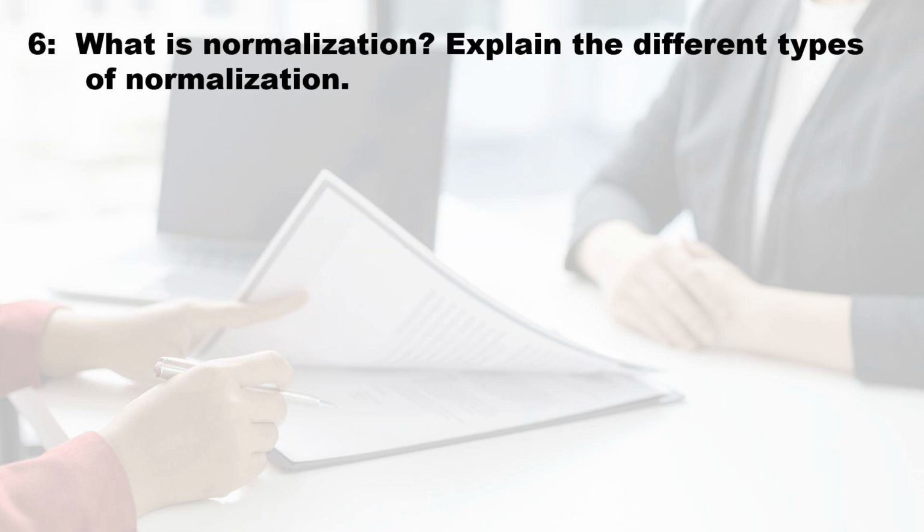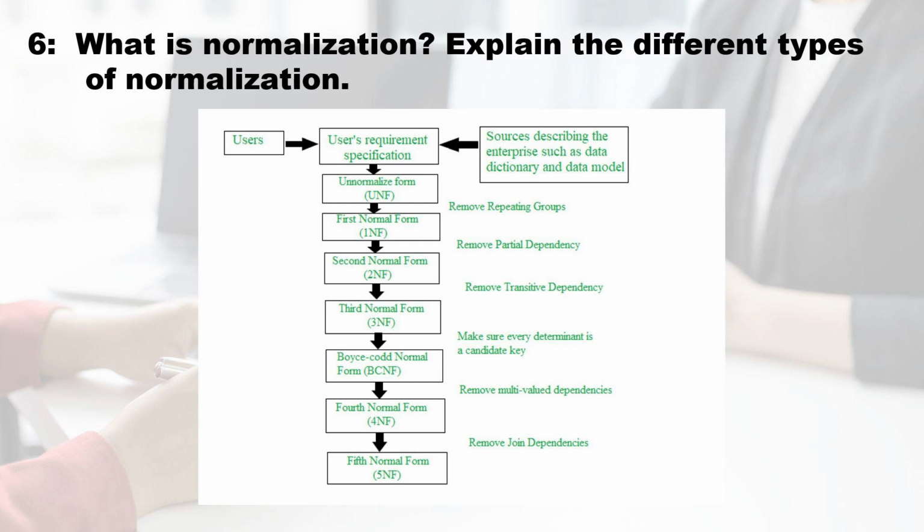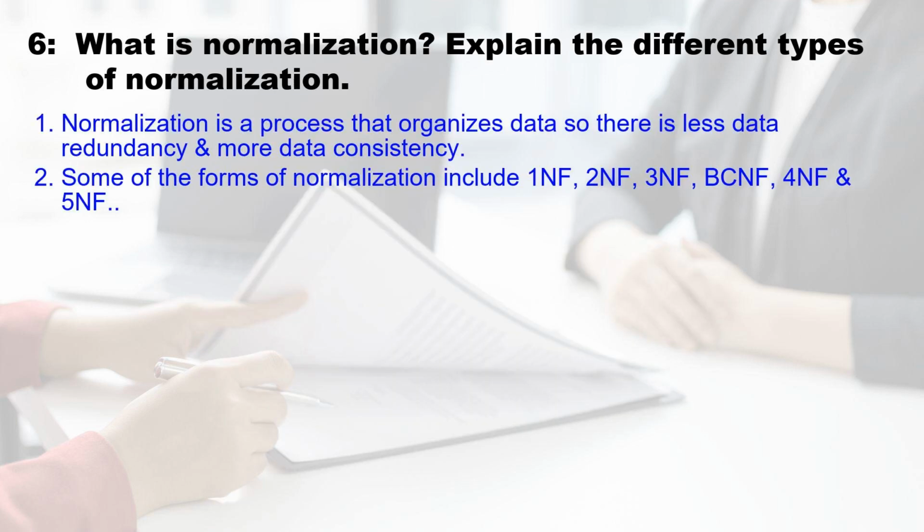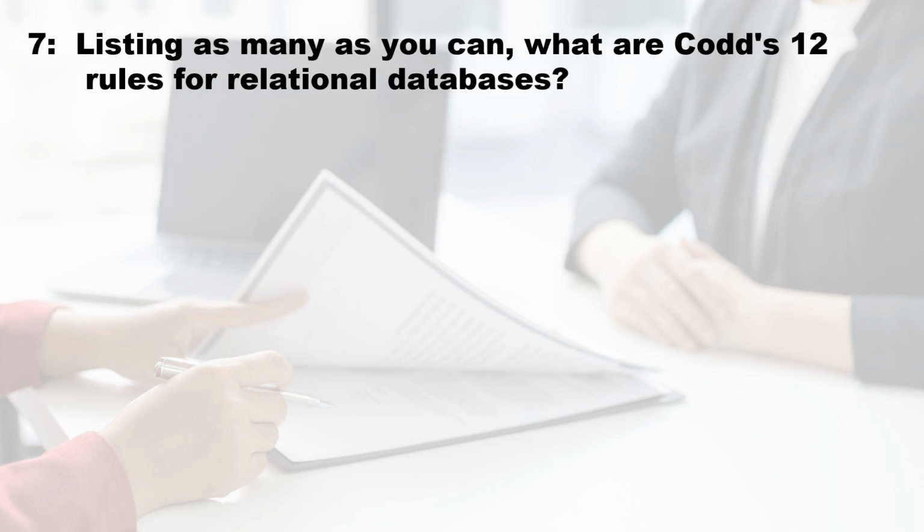Number 6. What is normalization? Explain the different types of normalization. Normalization is a process that organizes data so there is less data redundancy and more data consistency. Some of the forms of normalization include 1NF, 2NF, 3NF, BCNF, 4NF, and 5NF.